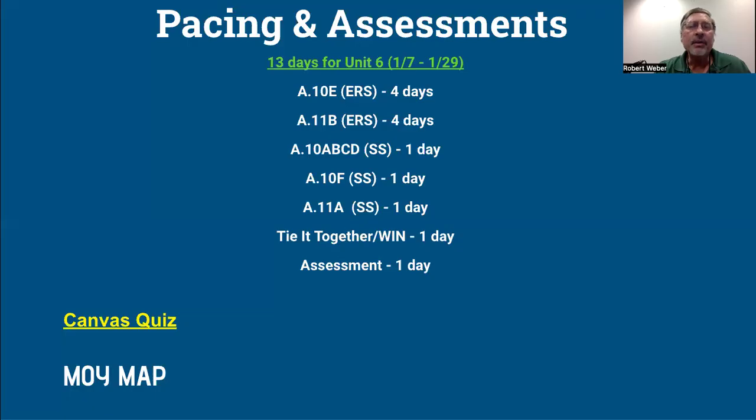13 days on this unit. A10E being the heavy readiness, 4 days. 11B being a readiness, essential readiness for both of those, 4 days, and then 1 day with each of the others. This also involves the time when you should be doing your middle of the year MAP testing.